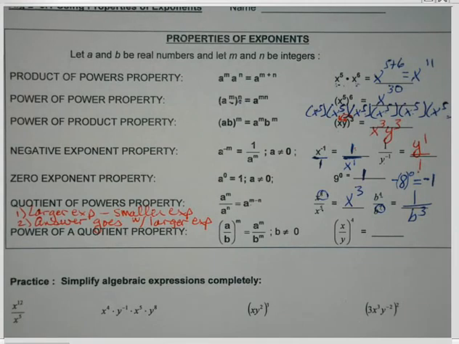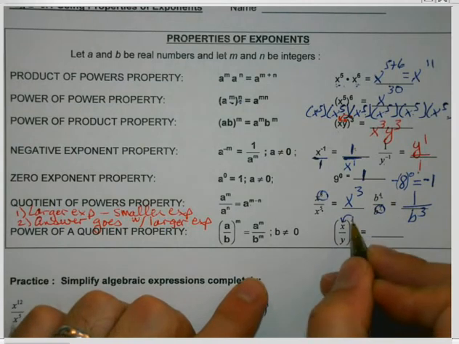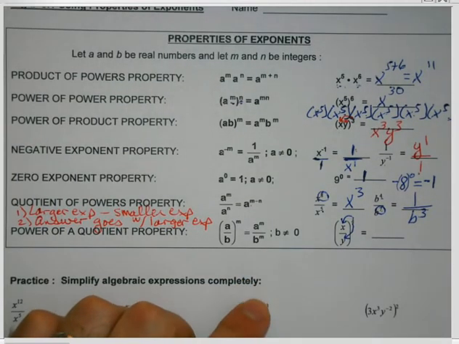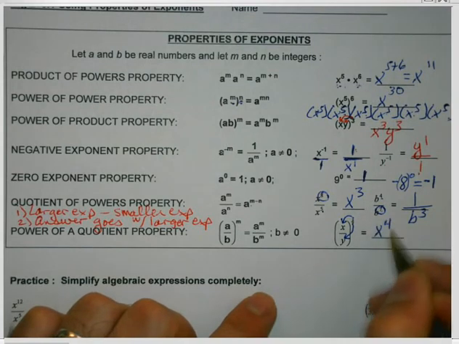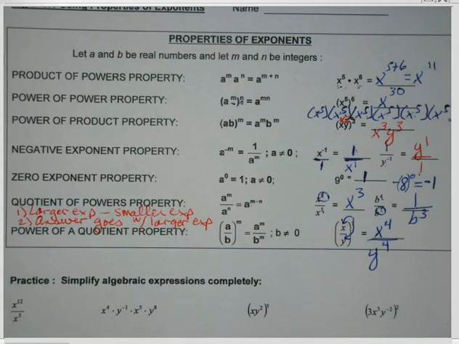And finally, power of a quotient. If I have an exponent and I see a ratio or something with division inside, that exponent goes to every piece inside. So I've got x to the fourth, y to the fourth. Now once I get rid of the parentheses, can I subtract my exponents now? No, why not? Right, I don't have the same base, they're not the same variable. This is as far as this one goes. So sometimes you just have to stop. It just happens that way.